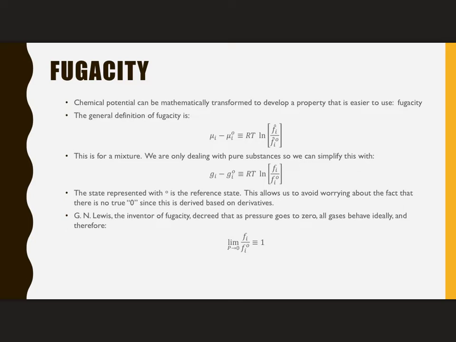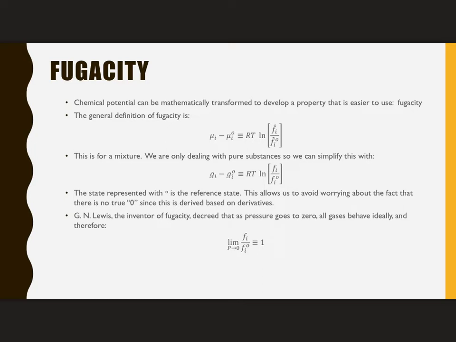Okay, now that would be for a mixture. We put a little hat on it. We're only dealing with pure substances, so therefore I can remove the hats. And this is then the partial molar Gibbs energy. More on that in the next course. Okay. This state with the little superscript 0 on it, that's going to be our reference state. And that allows us to do calculations even though we don't really have any defined 0 for this, okay? And so therefore we need to define a reference state.